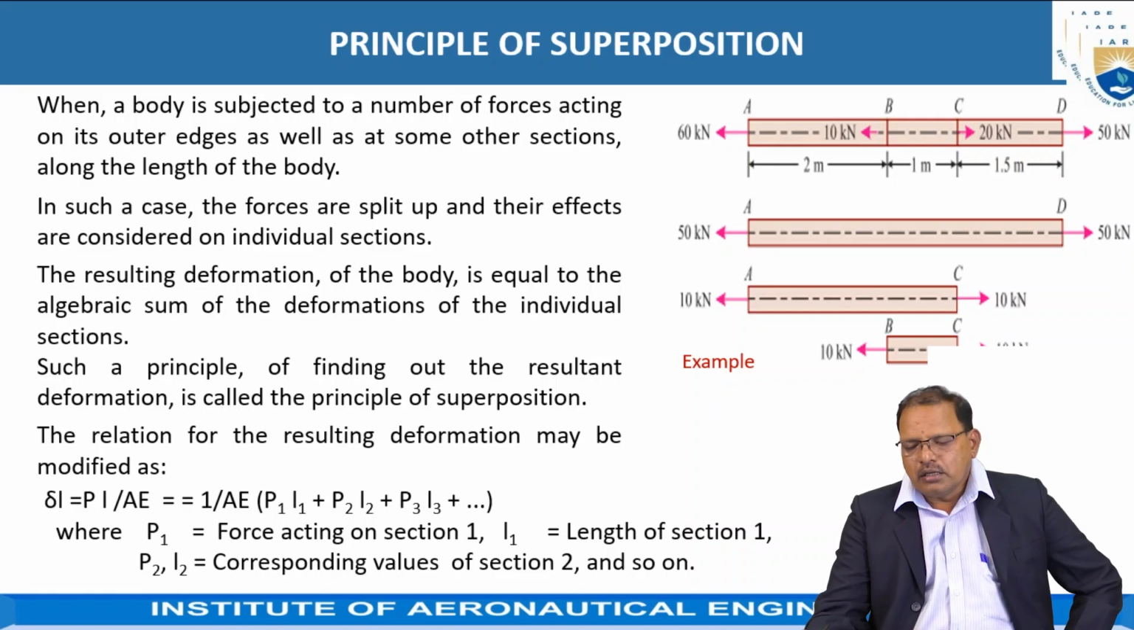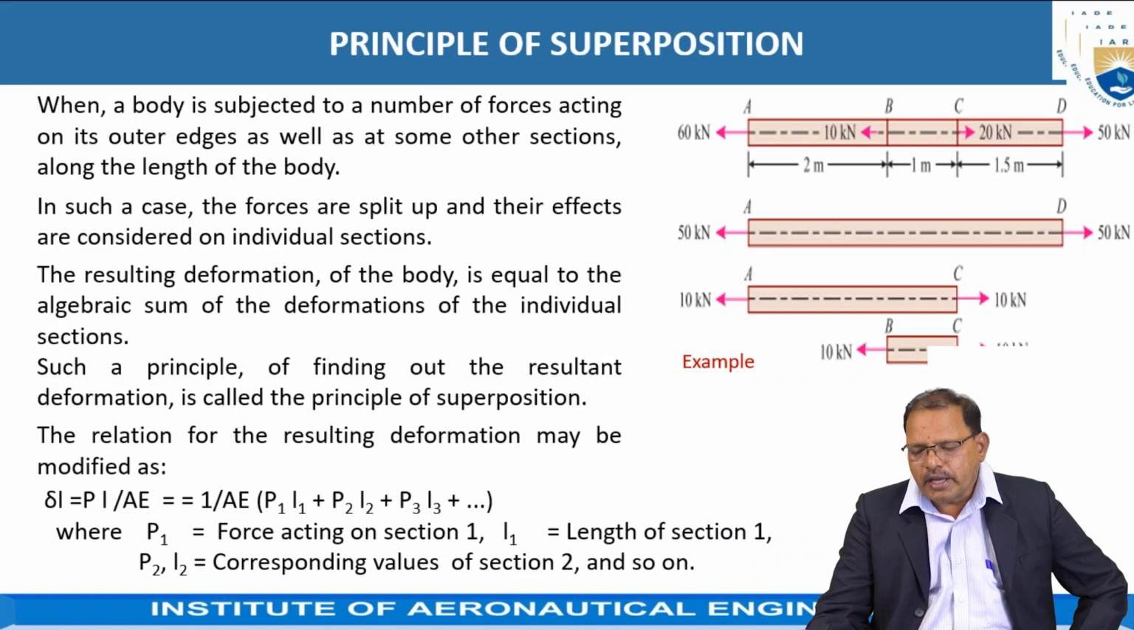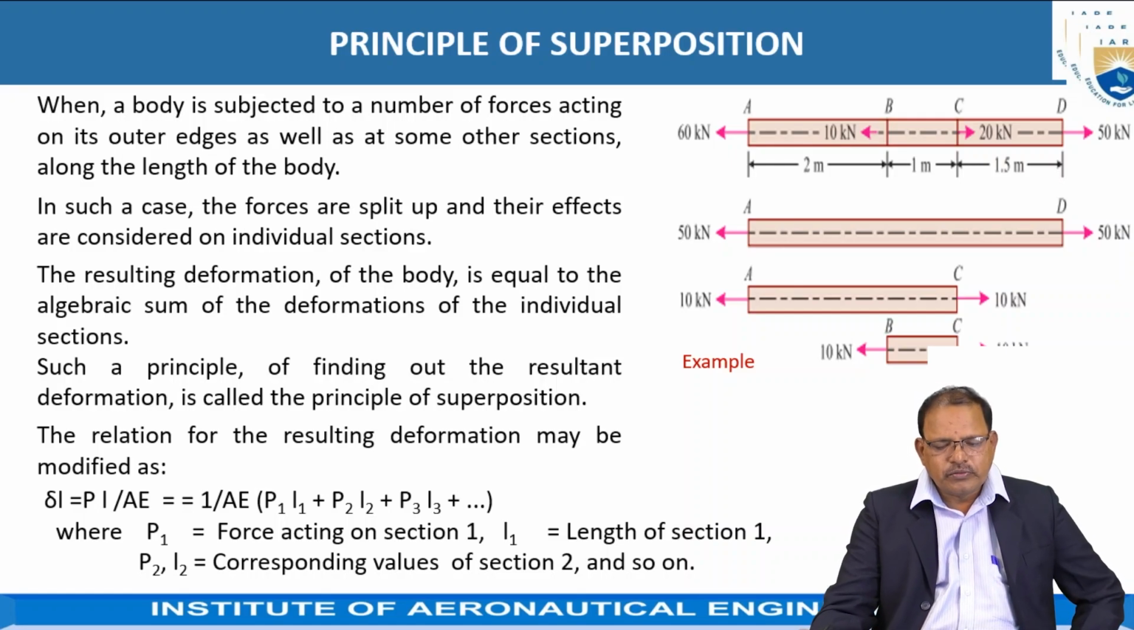We do this by drawing the free body diagram of each section after dividing, and calculating the elongation produced in each section. Then the total elongation is equal to the sum of the elongations produced in each bar. This principle, which is used to determine the elongation produced in each bar by dividing the length into a number of segments, is known as the principle of superposition.